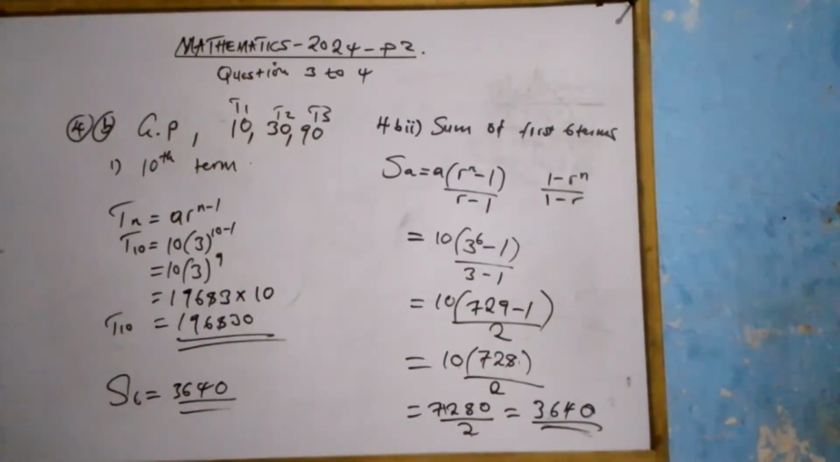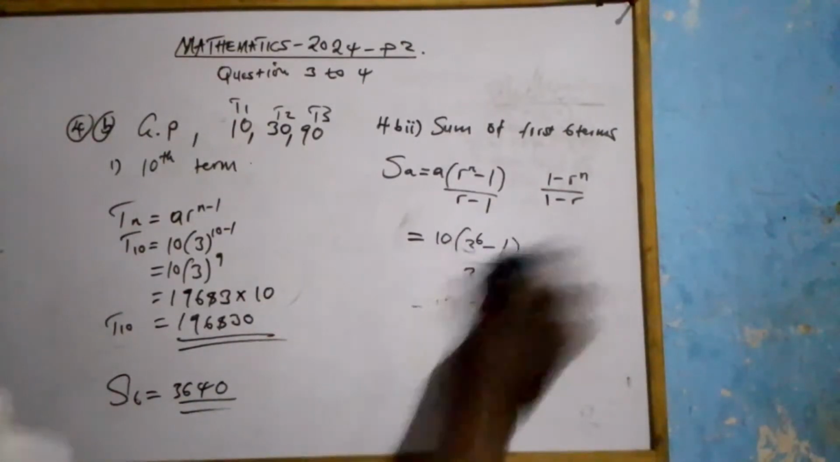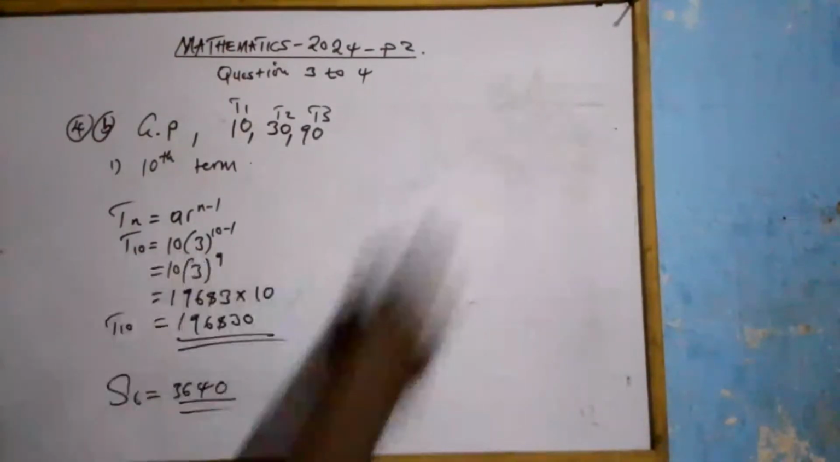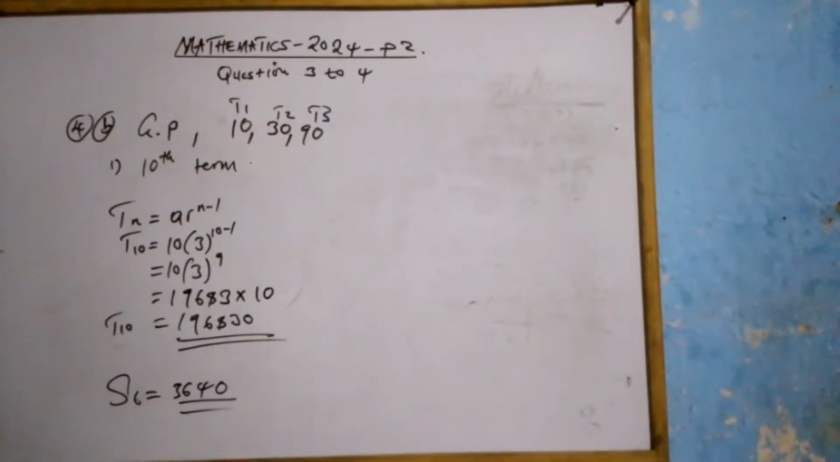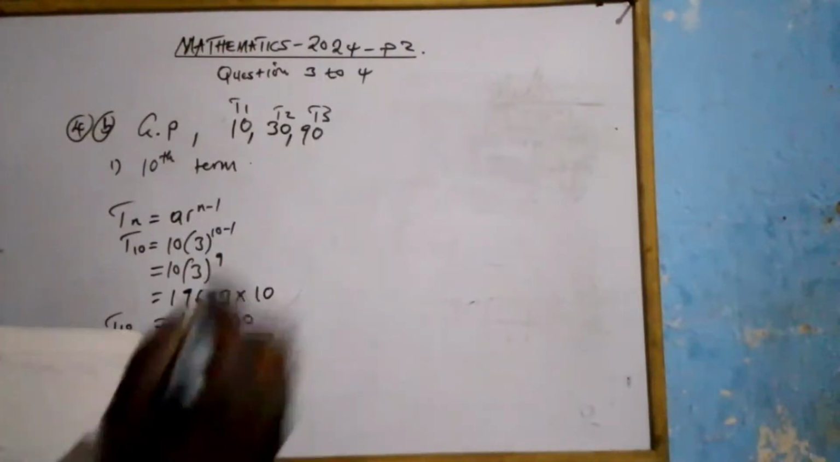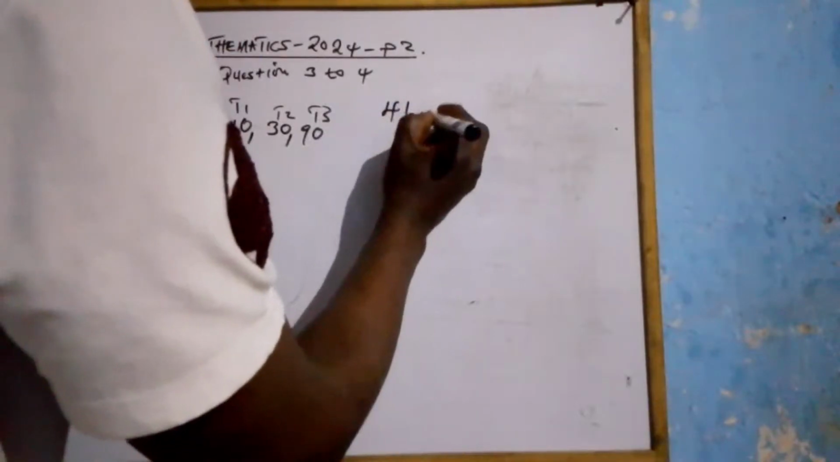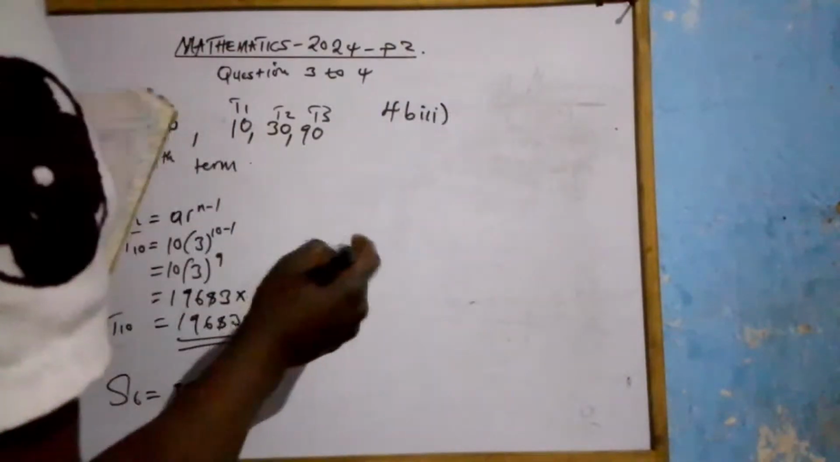So now let's find the last question. If you're not clear, you can just comment down so that we may move at the same pace with you, okay? So now for question 4, B number 3, which is the last question.